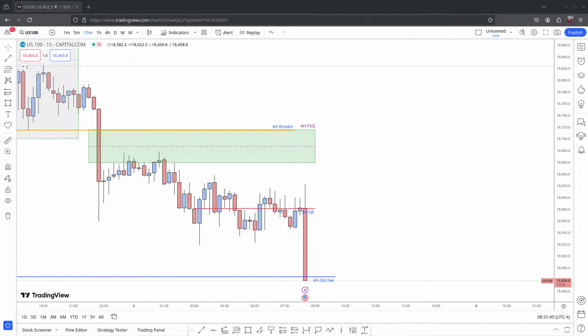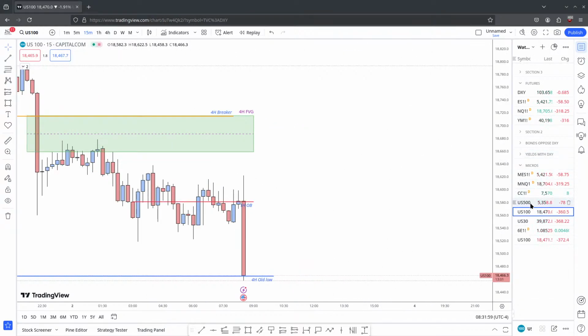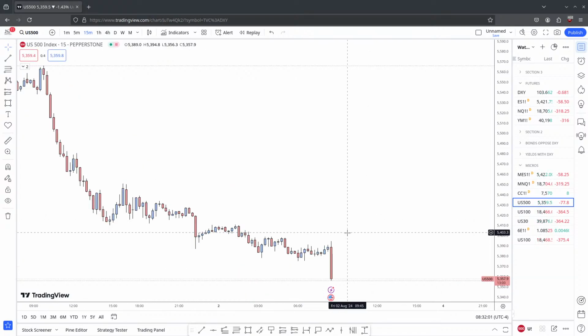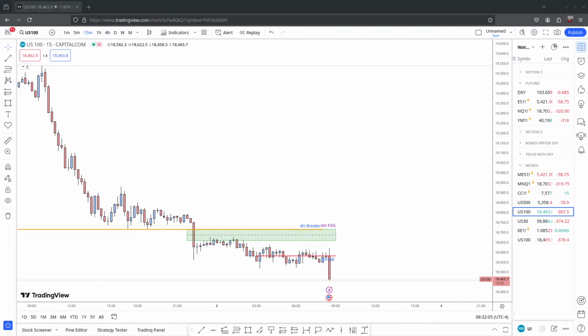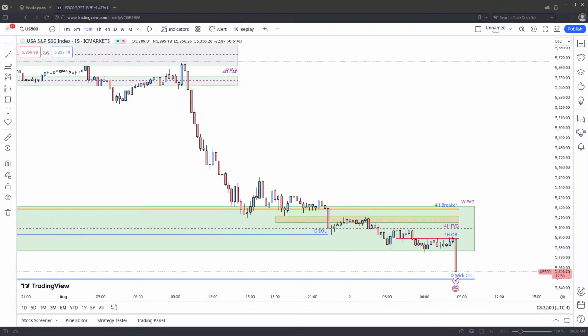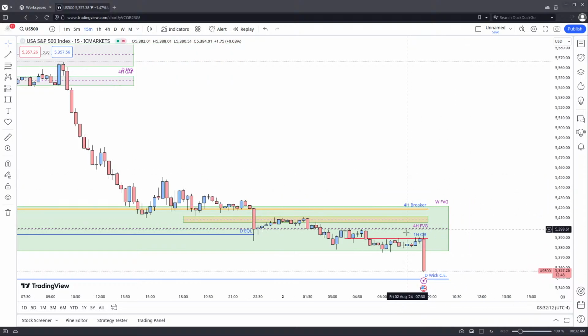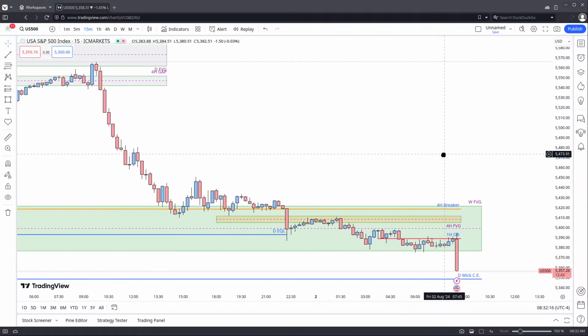US 500 is yet to take out the wick, daily wick consequent encroachment. To just quickly show you guys that one, US 500. Oh, it's not going to show it on this one. I have to switch it. I do want to show you guys. So let me quickly switch that over. US 500. See, it's yet to take out that daily wick consequent encroachment.